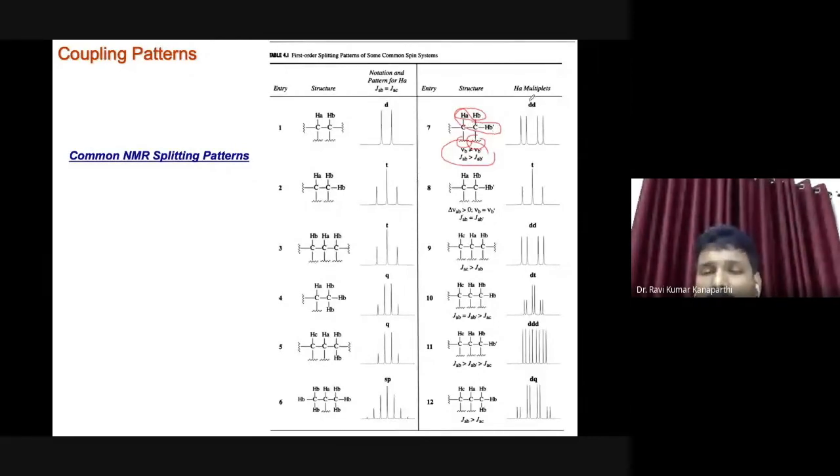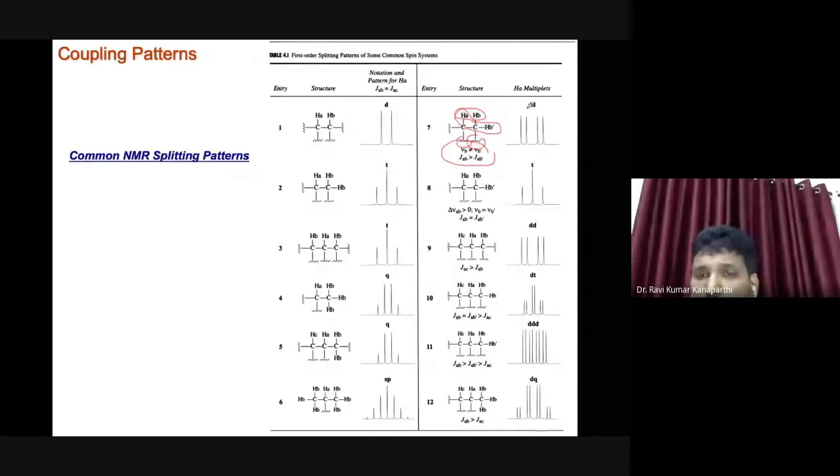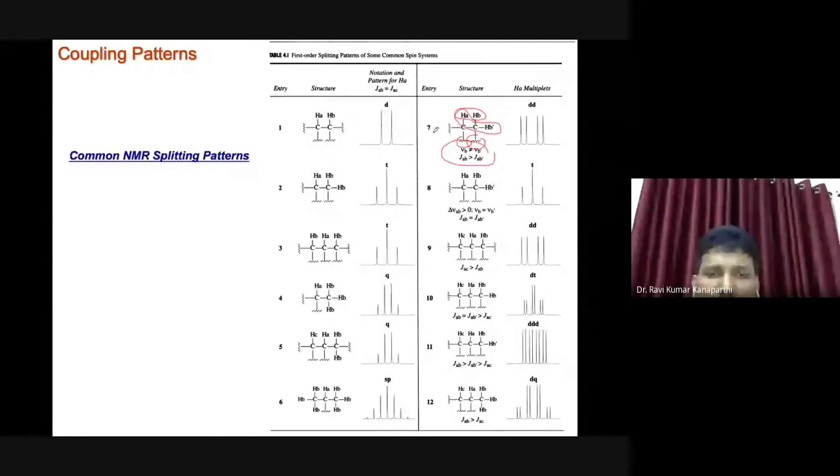It is not a very rare thing that we come across. It's not a very routine thing that we come across this type of splitting pattern. So on the right hand side, whatever I showed you is not very routine, but these are very routine. Whatever we see, these are very routine.